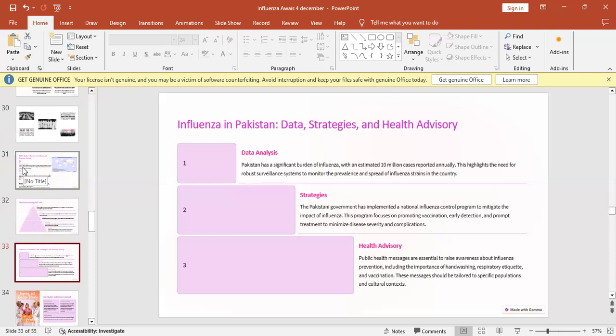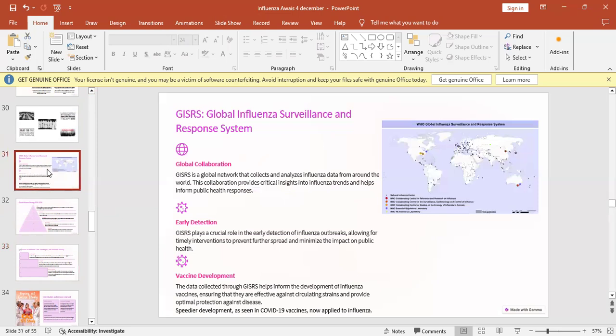According to the surveillance system in Pakistan, not much data was found. However, this is the global influenza surveillance and response system, where it is shown in the figure that there is a national center for the influenza surveillance and response system in Pakistan in Islamabad.